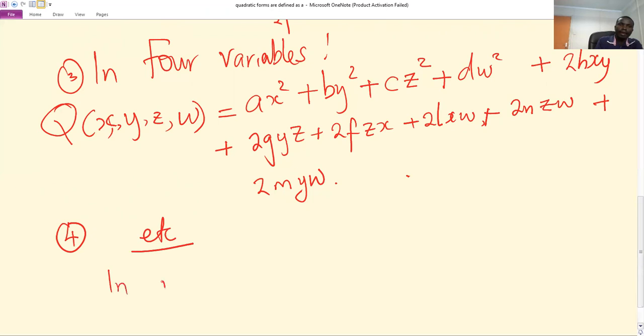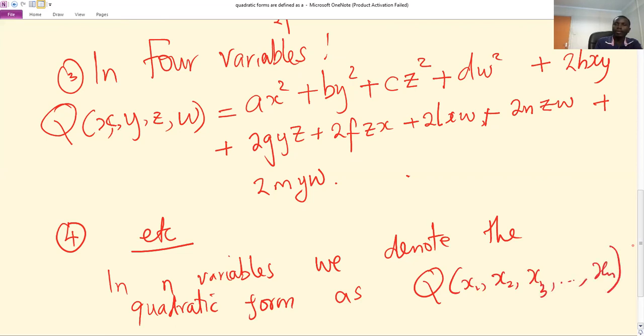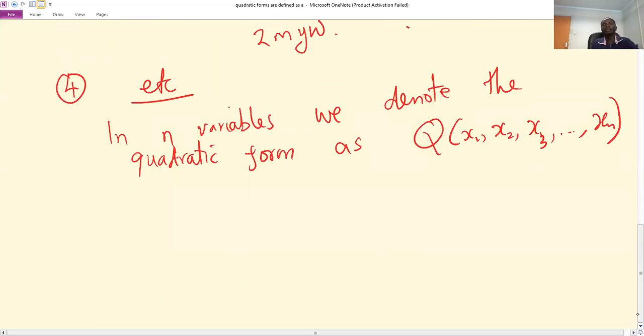In n variables, we denote the quadratic form as q of x1, x2, x3, up to xn, where n is any positive integer. So n may be 10, 30, 100, a million, etc.